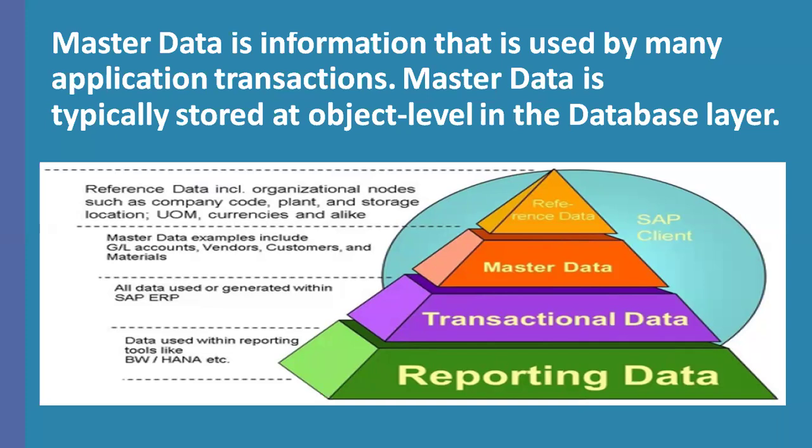Then comes master data. Master data means you have a material, you have a business partner, including supplier and customer, and you have a finance master. Under finance master, you have a GL account, chart of accounts, cost center, profit center. These are the master data.